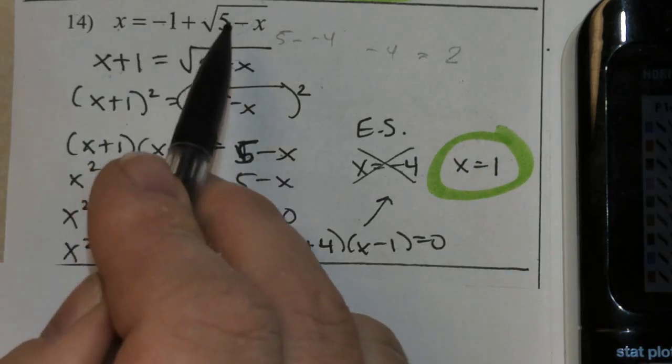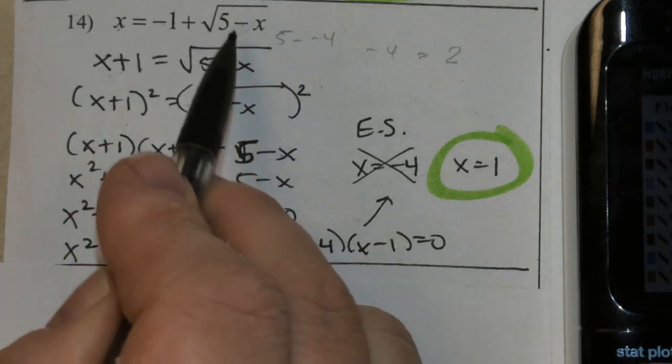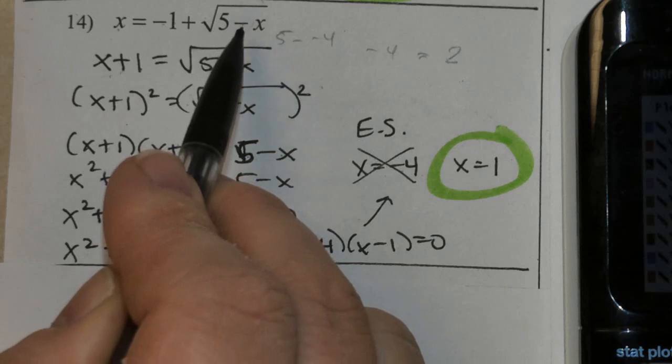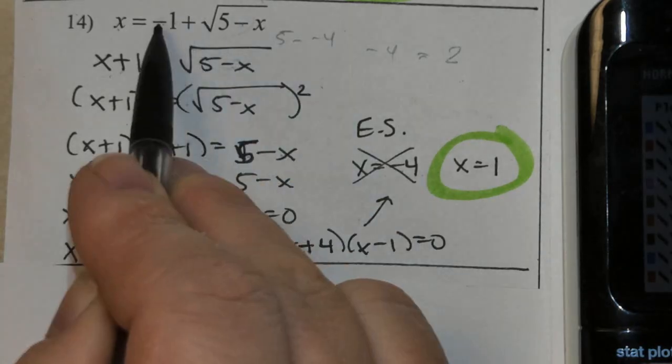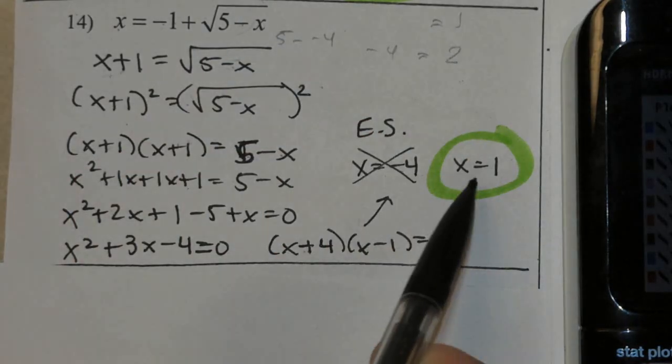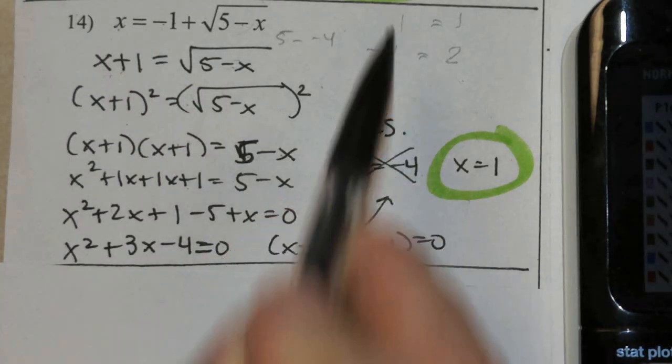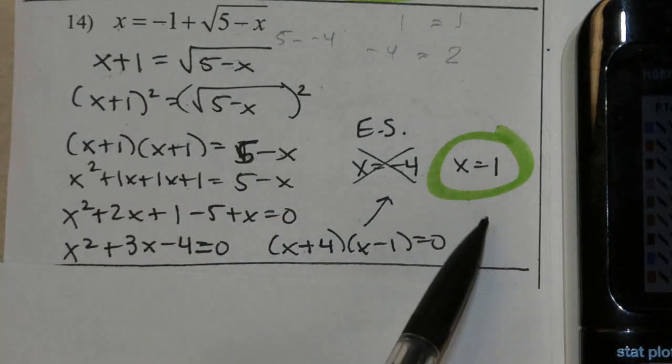Checking 1. 5 minus 1 is 4. The square root of 4 is 2. +2 and a -1 is 1. And on the left-hand side, the answer is also 1. If the left equals the right, we know that's a solution.